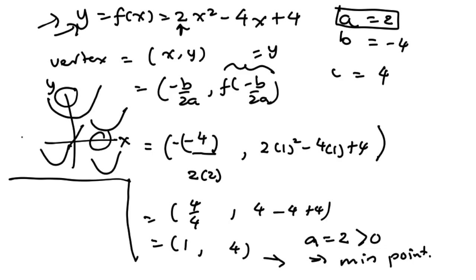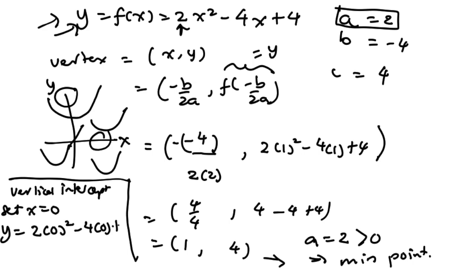Okay, so intercept here, let's say we want to find the vertical intercept. Vertical intercept is when we set x equivalent to 0. Remember when we learned linear equations last time? When we set x equivalent to 0, so our y becomes what? 2 times 0 squared minus 4 times 0 plus 4. So our y becomes 4. So our vertical intercept here is (0, 4), isn't it?